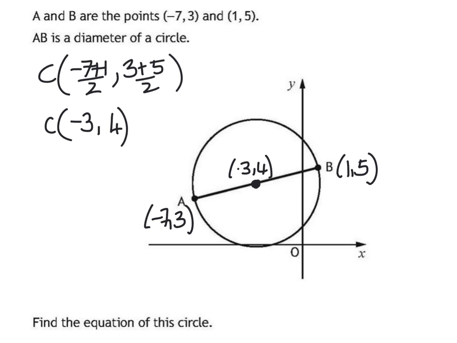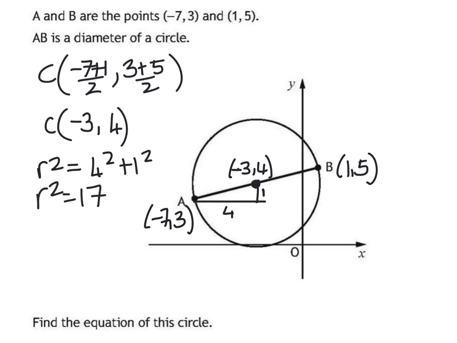We then need to find the radius, so I'm just going to do a bit of Pythagoras and step it out from here to get the radius. From negative 7 to negative 3 is a distance of 4 that way. From 3 to 4 is a distance of 1 that way. So my radius squared equals 4 squared plus 1 squared. So my radius squared is 17. So r is the square root of 17.